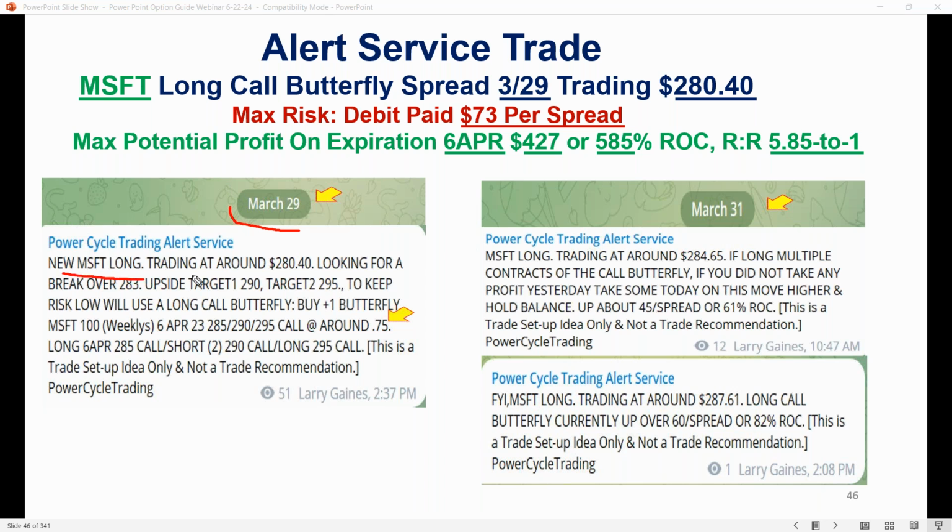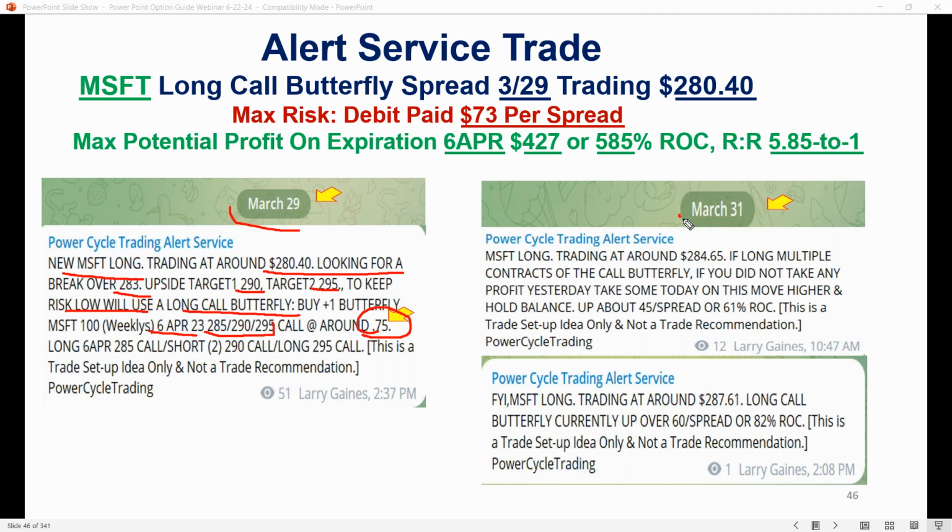So this is a Microsoft long. It was trading at 280.40. We were looking for a breakout over 283 with an upside target of 290 and then up to 295. So we wanted to keep our risk low, and we used this call butterfly. We went out and bought the 6 April series 285, 290, 295 butterfly. So a $5 wide spread. Look at the cost, 75 bucks. That would be our total risk, 75 cents or $75 for this butterfly trade.